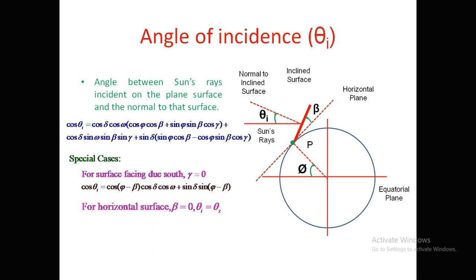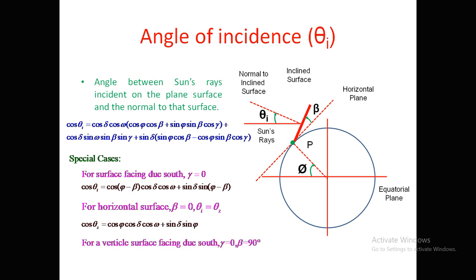The next case is for a horizontal surface. For a horizontal surface, beta should be 0, as this is the inclined surface we have considered here. If we consider the horizontal surface, the inclined surface and horizontal surface should be the same. That means beta should be 0. So what happened to theta I then? Theta I equals theta z, that is the zenith angle. If we consider these changes in the blue colored equation, cos theta z is equal to cos phi cos delta cos omega plus sin delta sin phi. This is the result. So this is the second special case, and let us move on to the third special case.